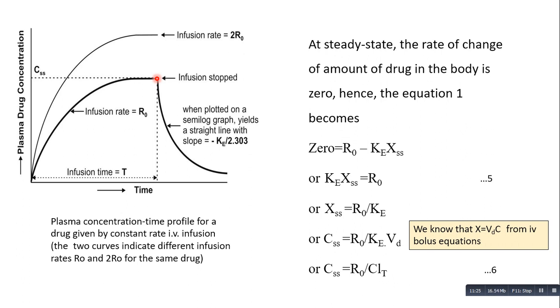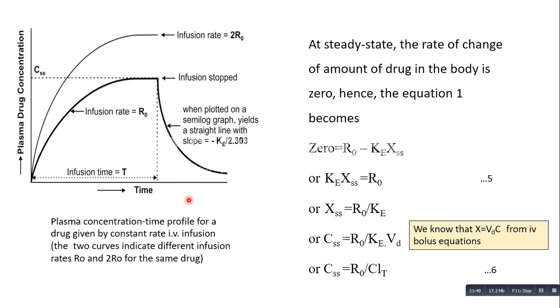If we plot this in a semi-logarithmic graph paper, or if we plot the log of plasma drug concentration versus t, then this will yield a straight line with the slope. The slope equals minus Ke upon 2.303.